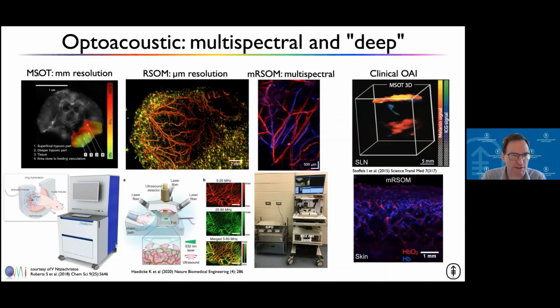They built an MSOT scanner, multispectral optoacoustic tomography, which has millimeter resolution. There's also a raster scan optoacoustic mesoscopy scanner, which has micrometer resolution. And we were lucky enough to get a prototype from Vasilis and Christos in Munich into our lab to look at tumor biology.